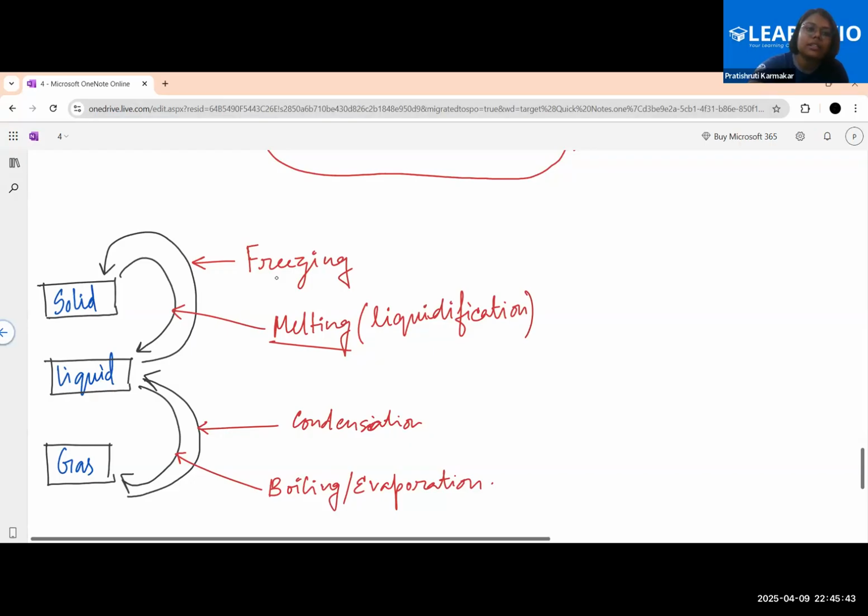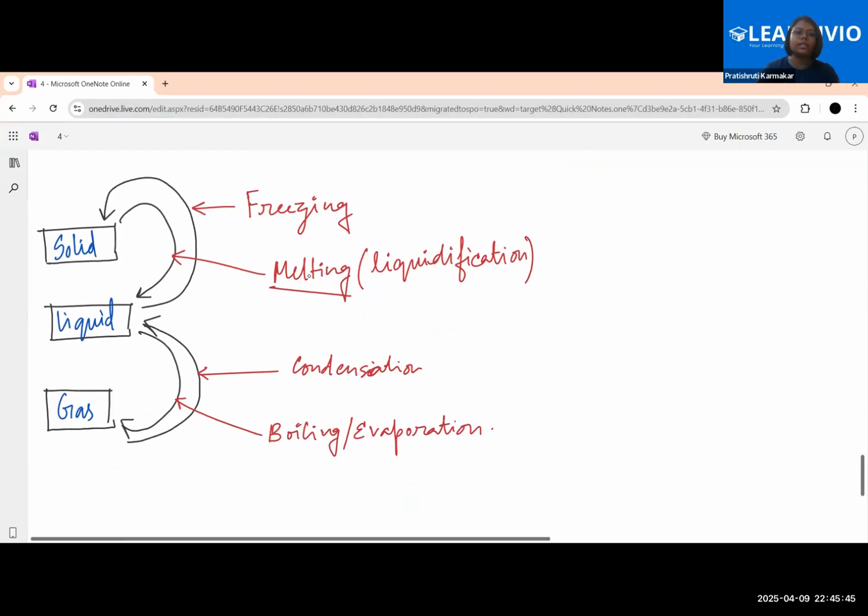And another process is there also, which is direct solid to gas. And what do we call that? Sublimation.